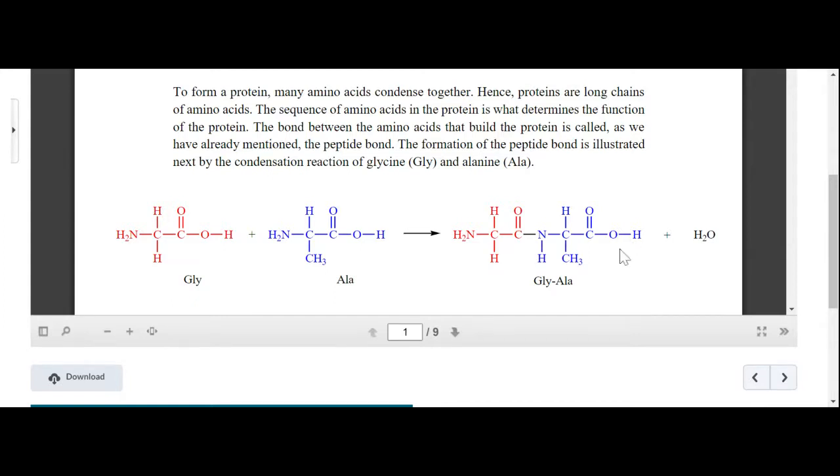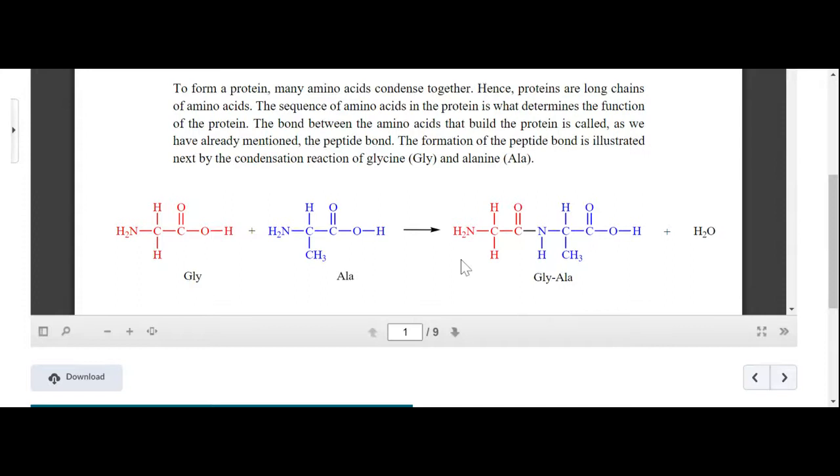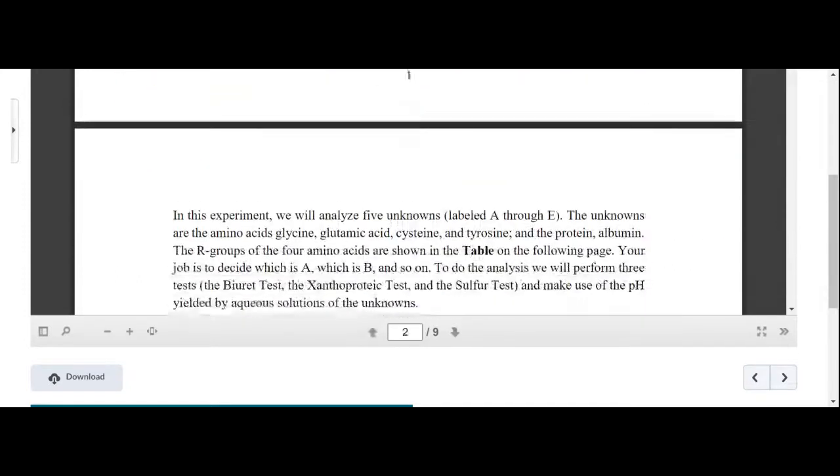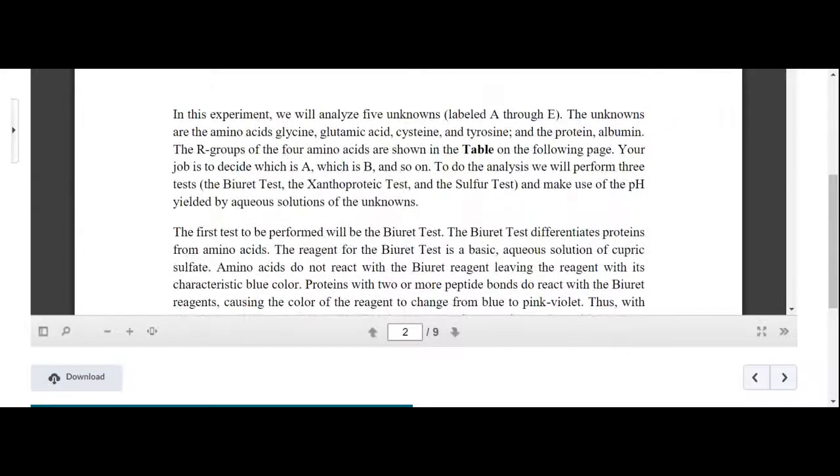So when you get two amino acids together, the dashed line between the abbreviations of glycine and alanine shows that there is a bond between glycine and alanine. This complex is called a dipeptide. If you have three amino acids, it would be a tripeptide. More than that is going to be a polypeptide. And when you have enough of those combining together, it's going to give you a protein.